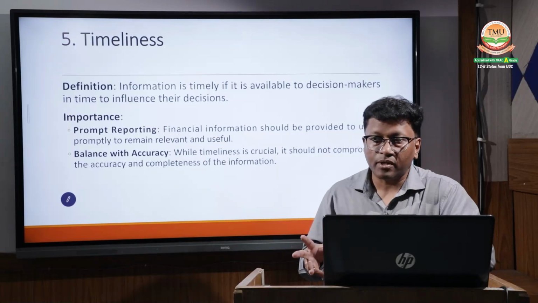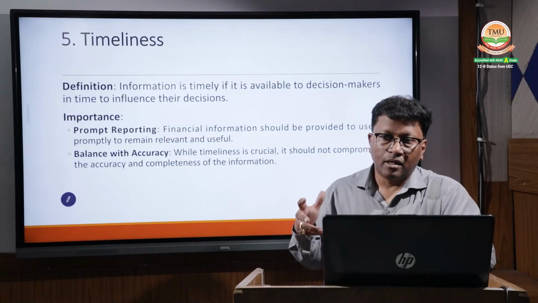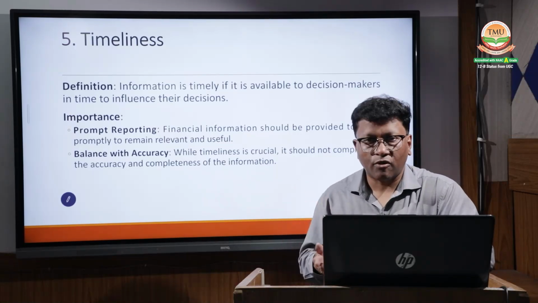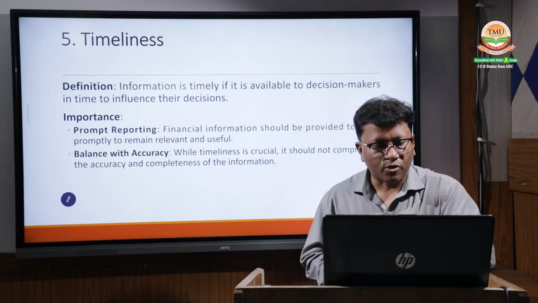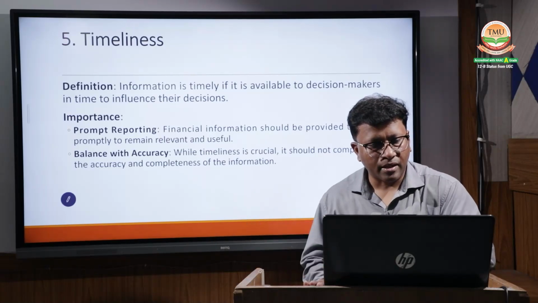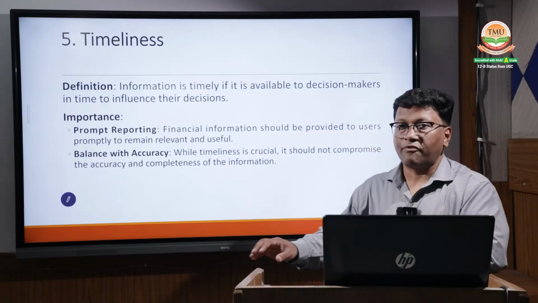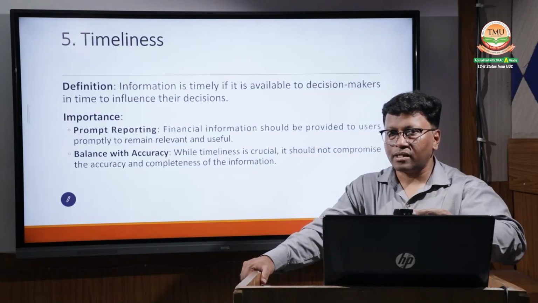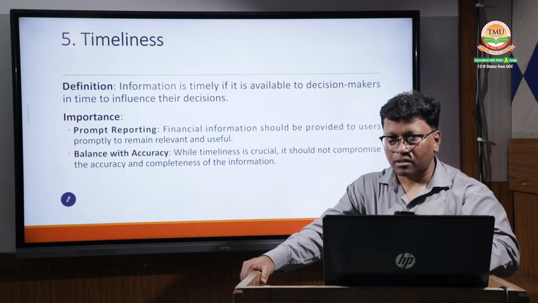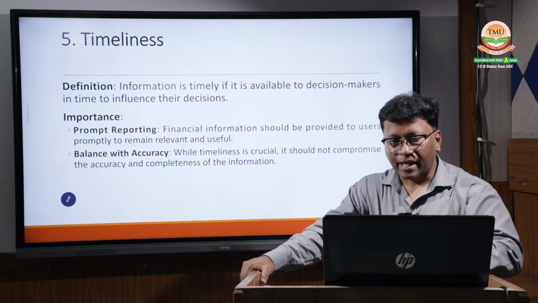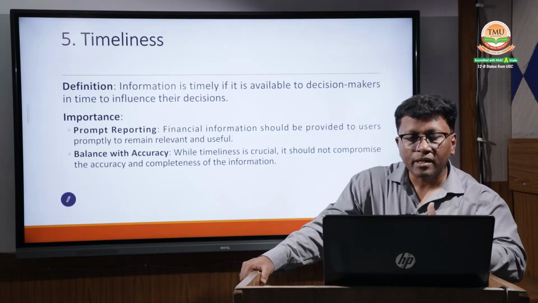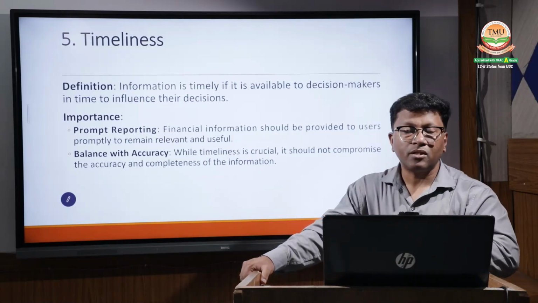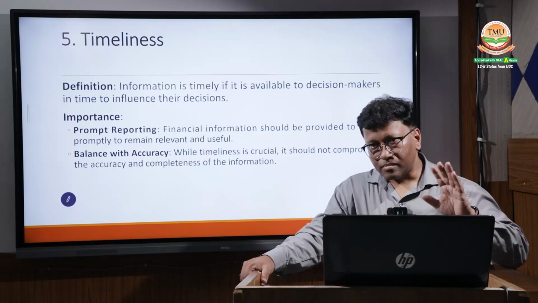So accounting information should be of a nature that the user of accounting can very quickly retrieve the information from the books of accounting, right? So prompt reporting is there, and balanced with accuracy. No doubt if you are retrieving the information very quickly but the information is not correct, so accuracy is not there, right? So while timeliness is crucial, it should not compromise the accuracy. Accuracy should not be compromised, right?